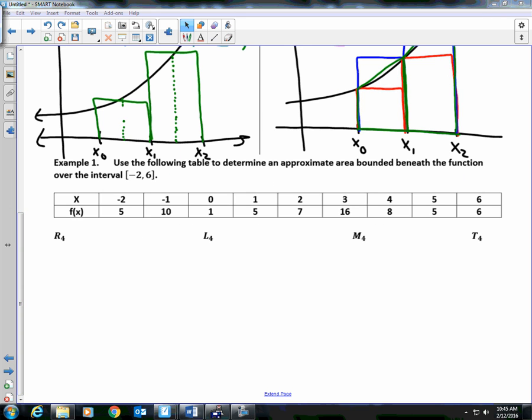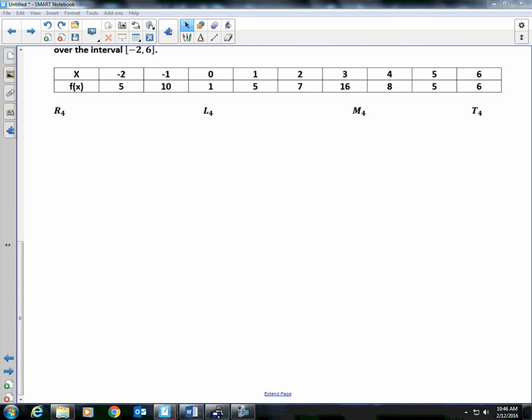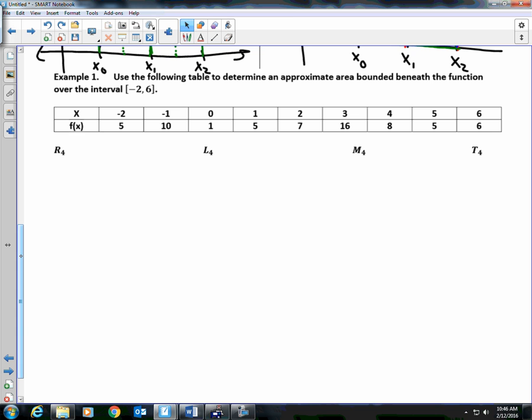We're going to do 3 examples, actually 4. One will be table-based, second will be rule-based, third will be graphical, the fourth one will be using technology. It will get more complicated as we progress. It says use the following table to determine the approximate area bounded beneath the function over the interval -2 to 6.